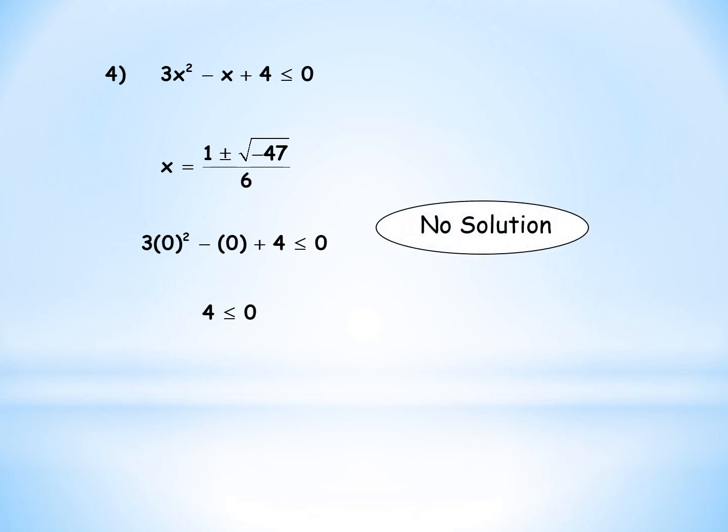So let's try another one. All right, so again, I immediately get a negative underneath the radical, so I can stop right there. I don't have to go to my number line. I'm just going to plug 0 in to my equation, and I'm going to get 4 is less than or equal to 0. That is a false statement, so my answer will be no solution.